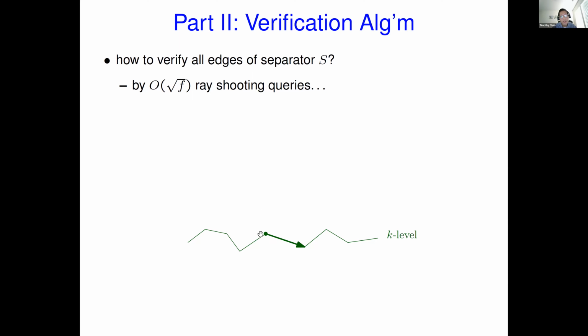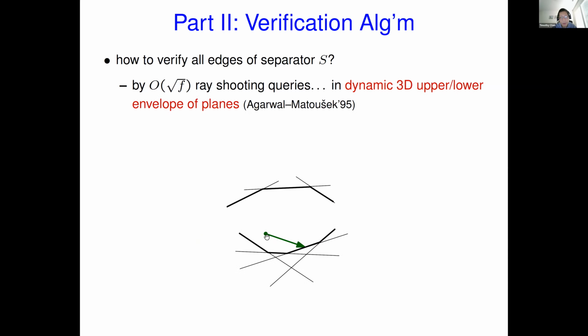One known approach is you can do ray shooting to go from one K-level vertex to an adjacent K-level vertex. To be a bit more precise about what the ray shooting problem is, you can divide the input planes into two subsets: the planes that are below the current point, and the planes that are above. For the planes below, you're looking at the upper envelope, and for the planes above, the lower envelope. You do ray shooting for the two envelopes and see which one you hit first. That gives us the next K-level vertex. So that's a standard approach used by Agarwal and Matoušek.